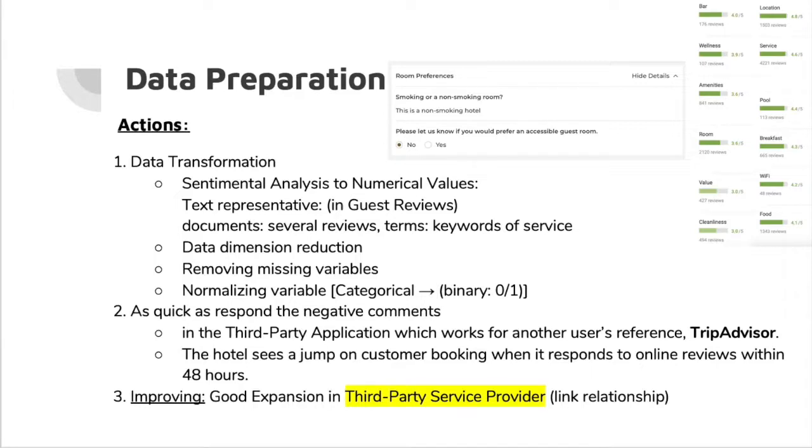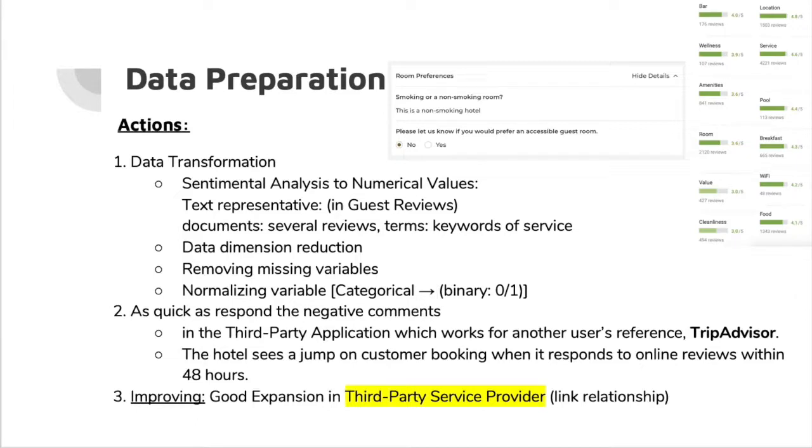About text representation, here documents are thousands of the reviews, terms are some keywords of the service. I will post it on your right-hand side. The official site summarizes and extracts the keywords from the review paragraph. For removing missing values, if a customer forgot to enter some information, we will do that to avoid measurement error. For normalizing variables, to solve the scale problem, in the above example, the answer is yes or no. We will convert the categorical variable into binary 0 or 1.